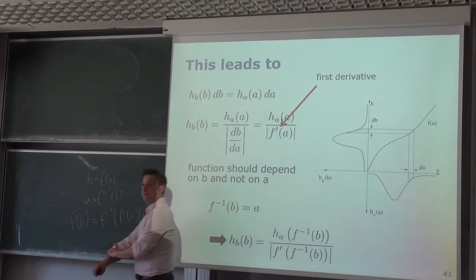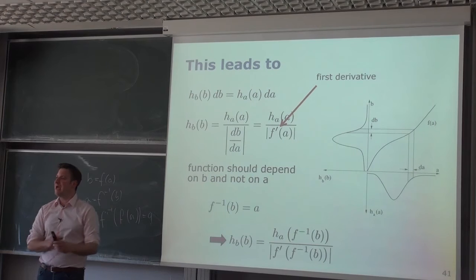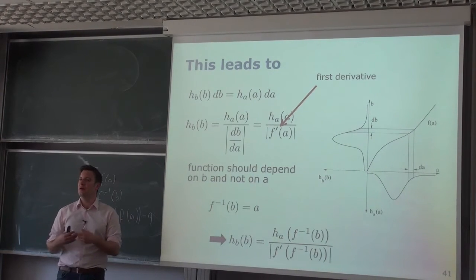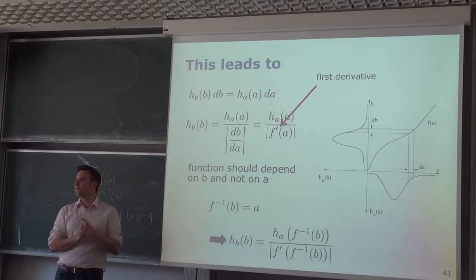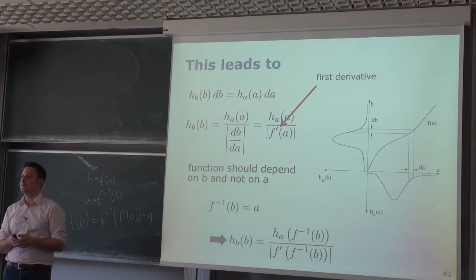Okay? So now to compute the transformation, I need the inverse of f, and I need to compute the first derivative of f. And if I have both of those values, I can directly compute how the original histogram is transformed into the new histogram. Okay?